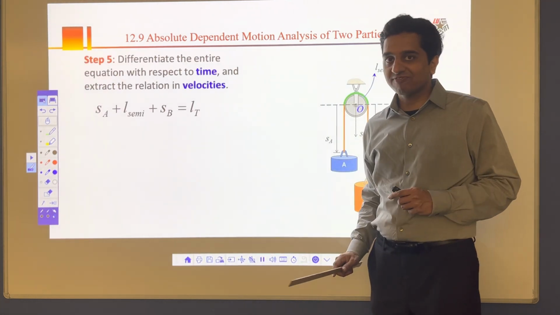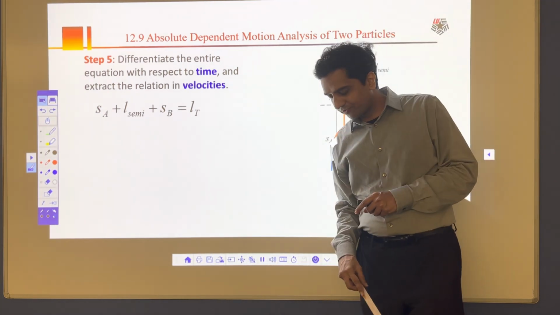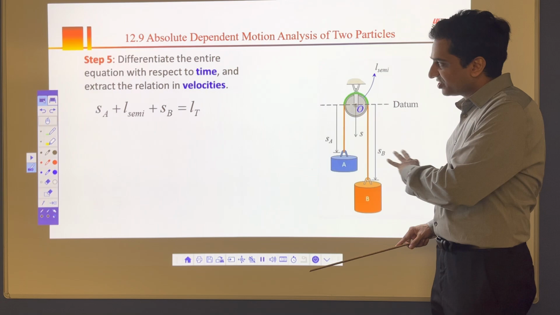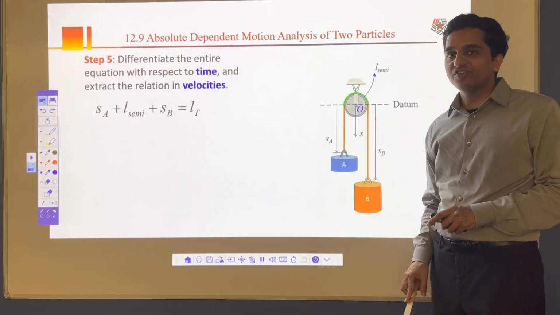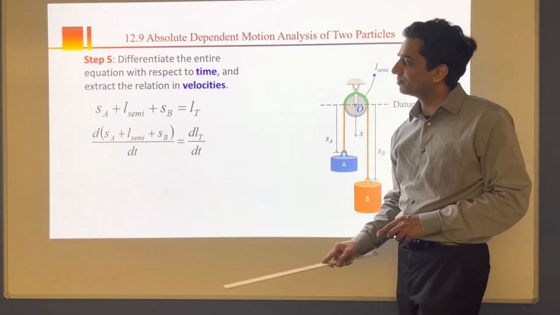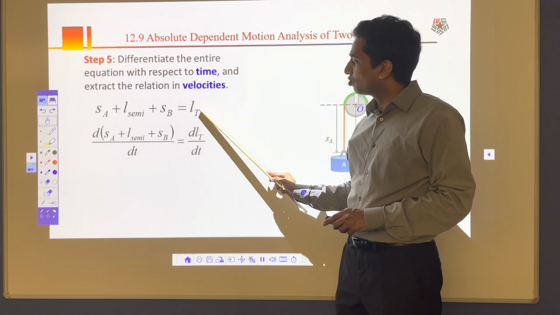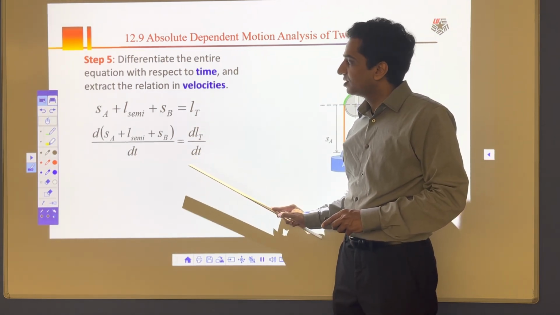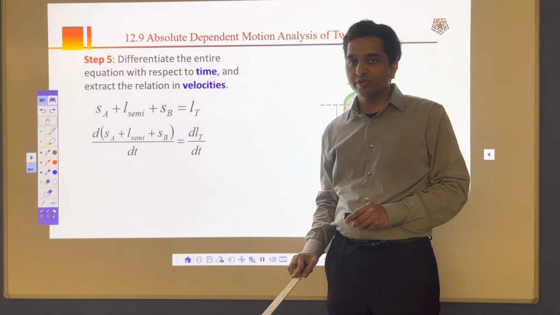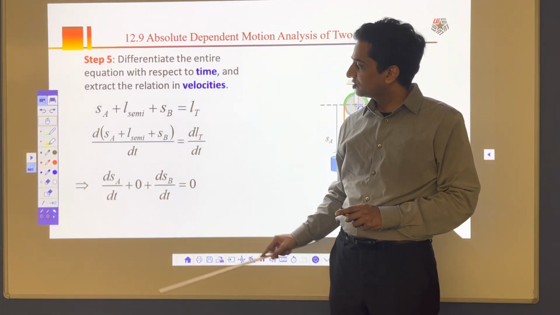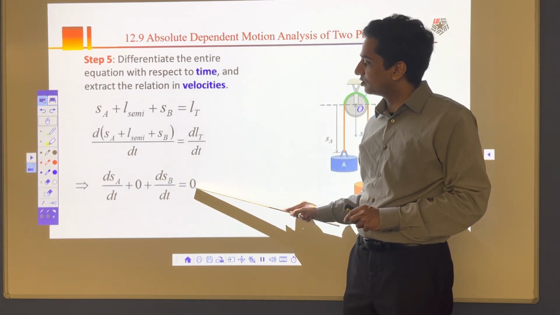Now you go to step 5. You have your equation for the entire rope. In step 5, we differentiate this equation with respect to time. The derivative of this thing with time is equal to the derivative of total length with time. The derivative of a constant, the derivative of L semi and of LT, is going to be 0. So I'll get the equation dSA by dt plus dSB by dt is equal to 0.